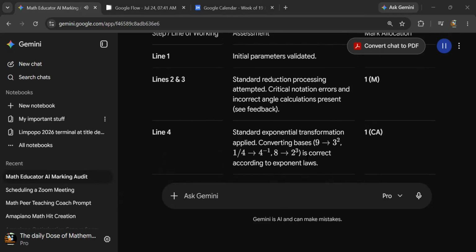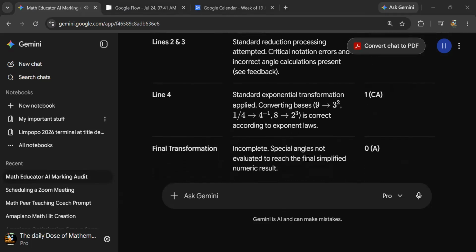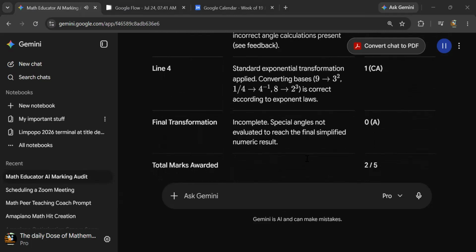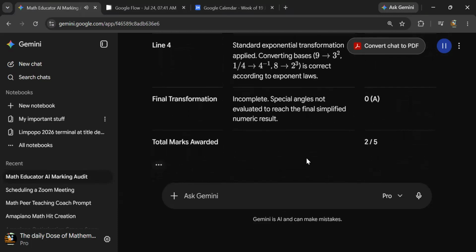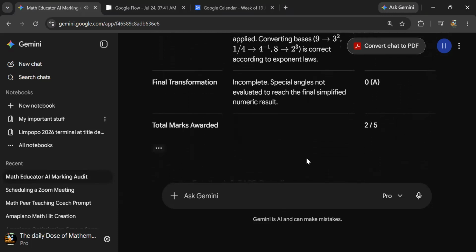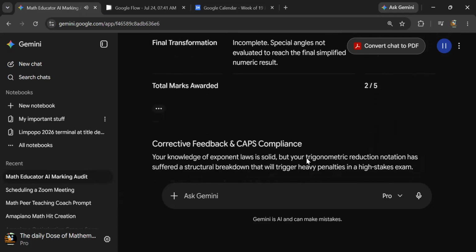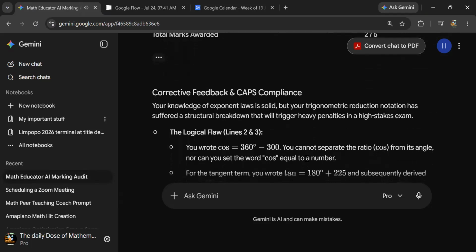Line 4: standard exponential transformation applied. Converting bases, 9 to 3 to the power of 2, 1/4 to 4 to the power of -1, 8 to 2 to the power of 3, is correct according to exponent laws. 1 CA. Final transformation: incomplete. Special angles not evaluated to reach the final simplified numeric result. 0 A. Total marks awarded: 2/5.